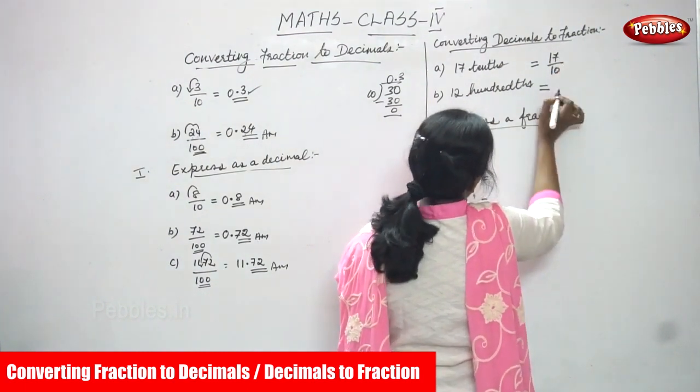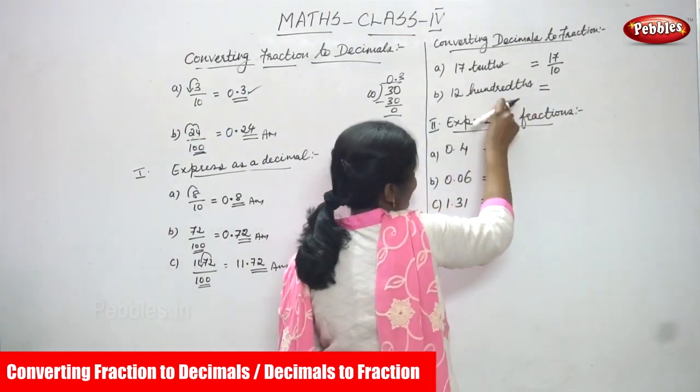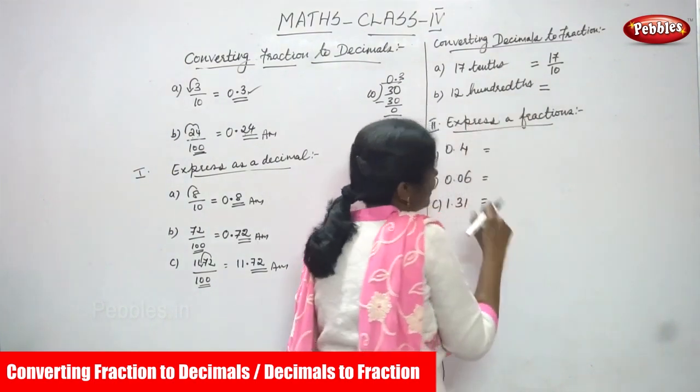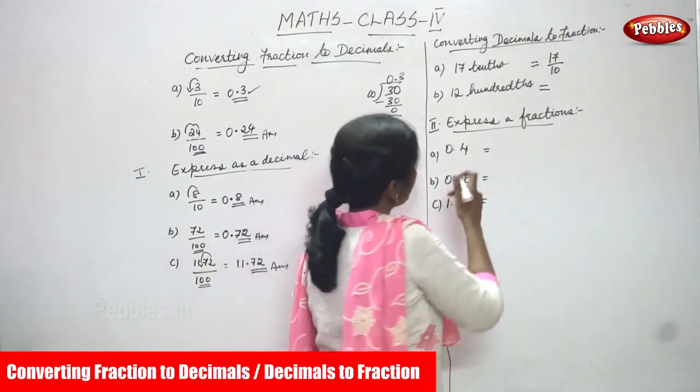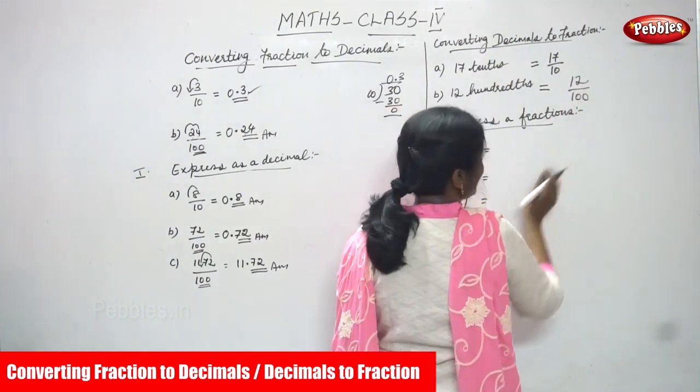Next, 12 hundredths. This is what we are going to say. This is a decimal form, but actually it is a written form. So 12 by 100 you have to write. This is the exact answer for this question.